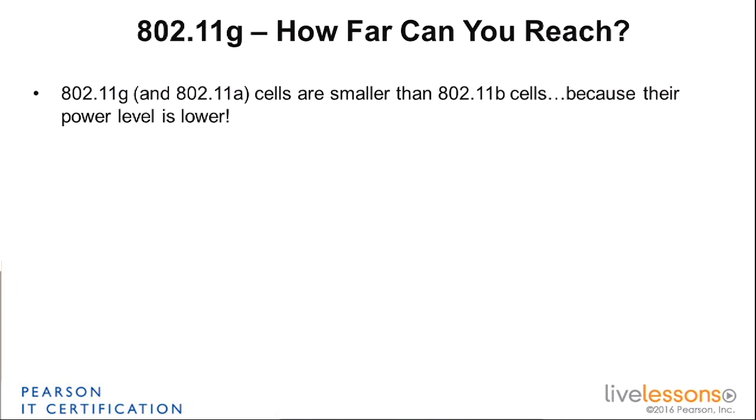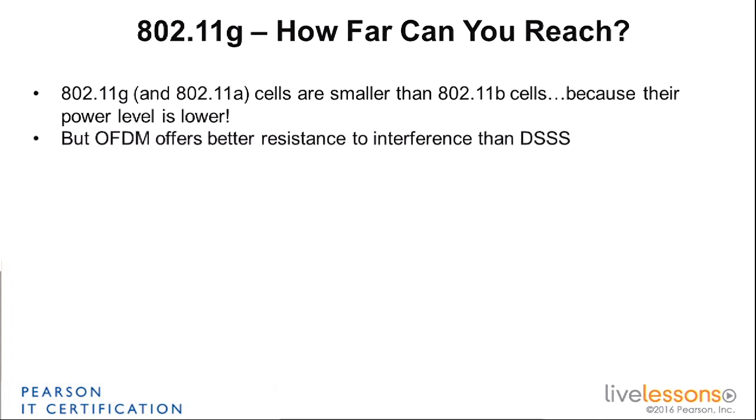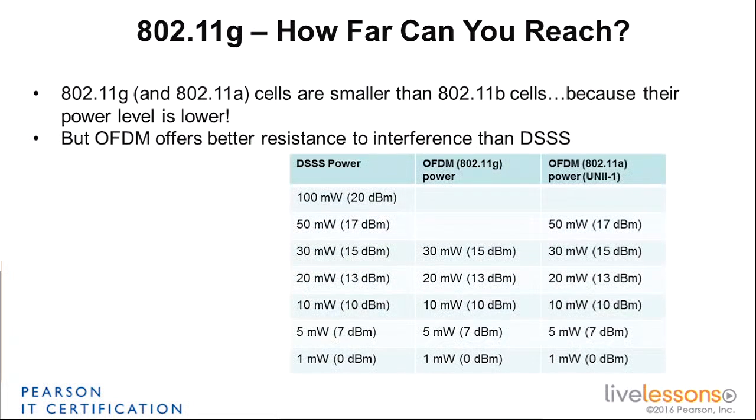There are also more complexities in the way the signal is formed that make this power reduction mandatory, but it's not necessary to go there for now. What matters is that OFDM offers better resistance to interferences, but you also communicate with lower power. And these are the powers that are allowed in these different amendments.